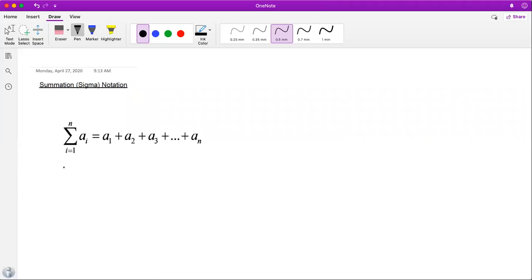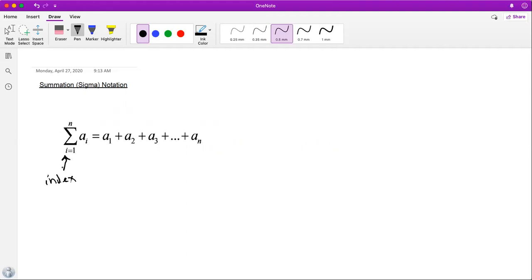This i here is called the index. That's why it starts with the letter i. The sum of all the A sub i's from i equals this number to that number. So basically you start at whatever the bottom number is, that is the first term you use, and you keep adding all the terms between whatever this number is and whatever that number is.